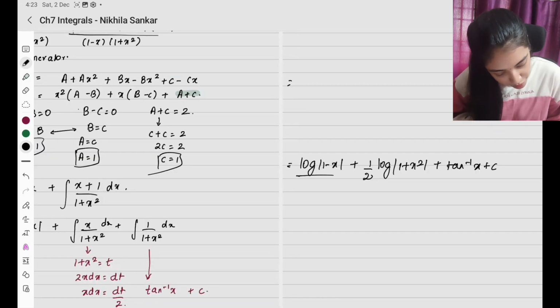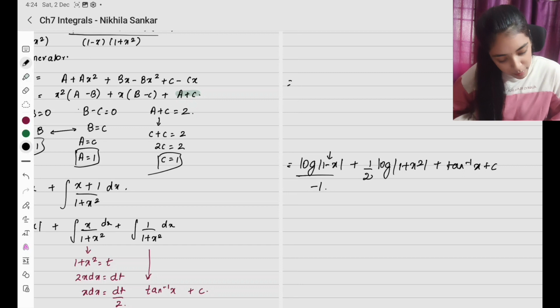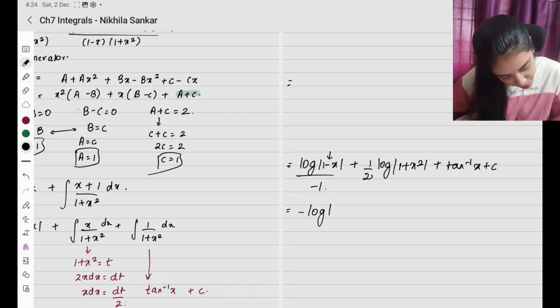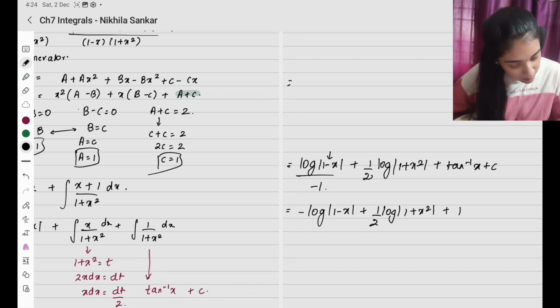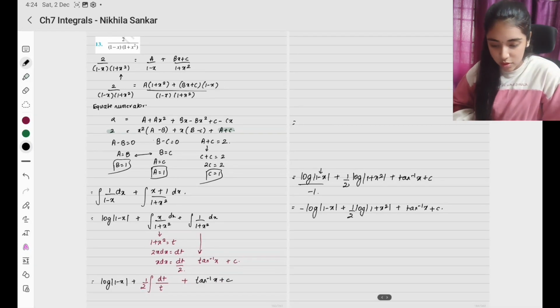The coefficient of x is a minus 1. So you have to add minus 1. The final answer looks something like this: minus log mod 1 minus x plus half log mod 1 plus x square plus tan inverse of x plus c. Don't forget the minus. Okay, always remember.